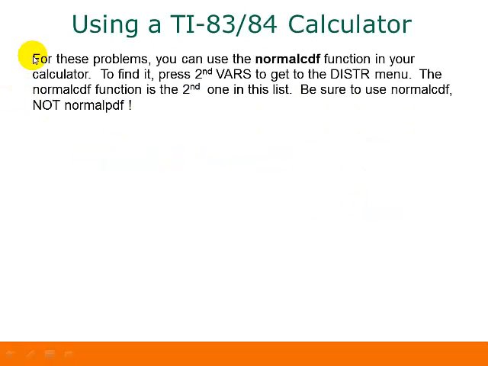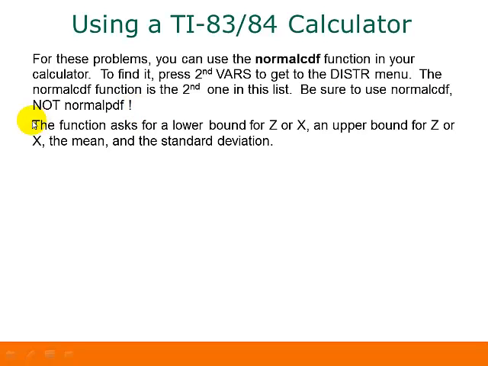So to find areas or probabilities for a normal distribution, we will use the normal CDF function in your calculator. To find it, it's in the same menu as the binomial PDF and CDF functions were. So to find it, press second vars to get to your distribution menu. The normal CDF function is the second one in the list. And here you have to be very careful to use normal CDF, not normal PDF.